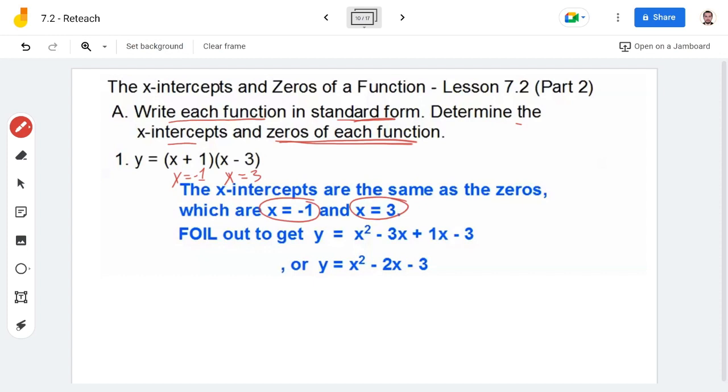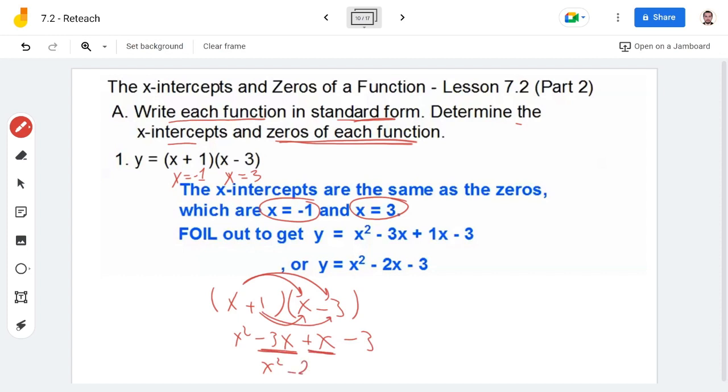Now, convert this one to standard form. To convert it to standard form, we need to use the distributive property, like what we learned. So it will be x squared, x times negative 3 is negative 3x, positive 1x, positive x. So positive 1 times negative 3 is negative 3. Now add the like terms, so as you can see here, x squared minus 2x minus 3.